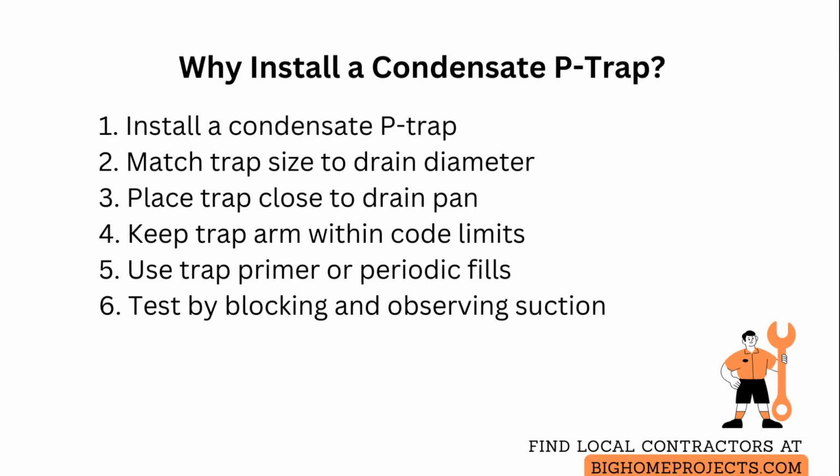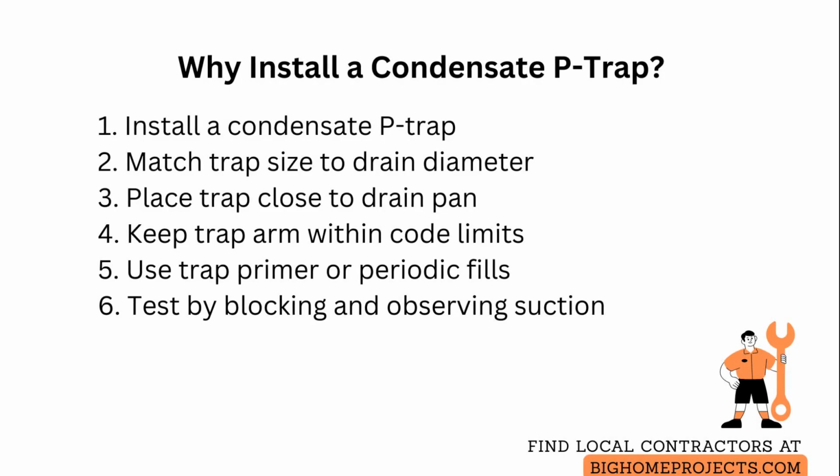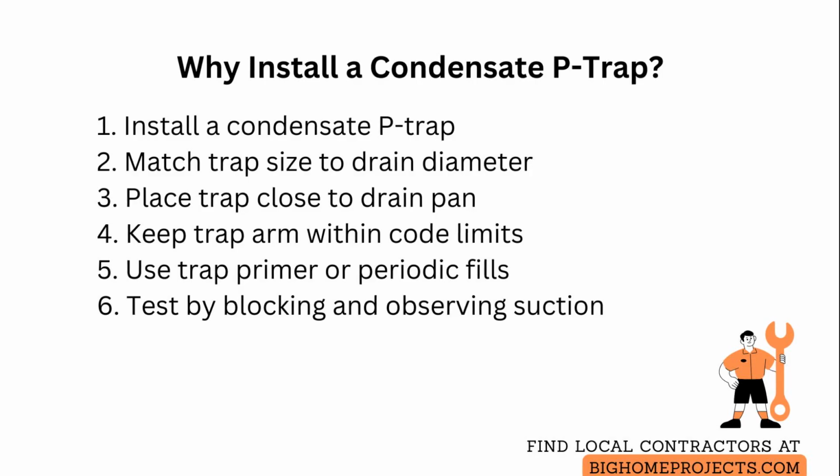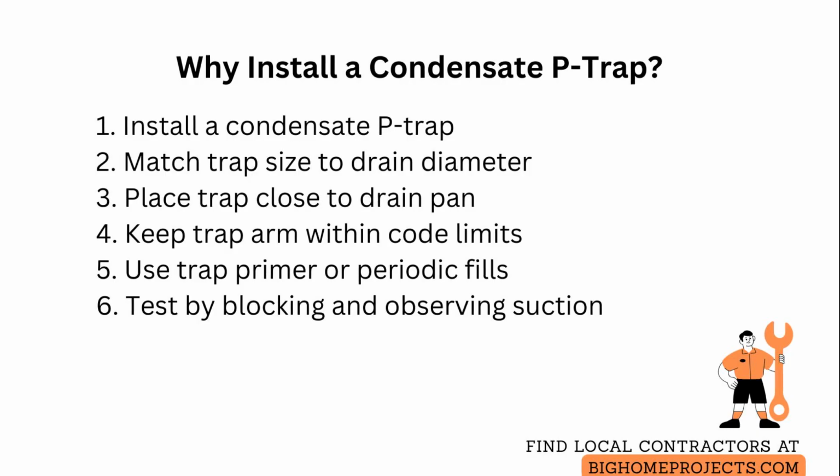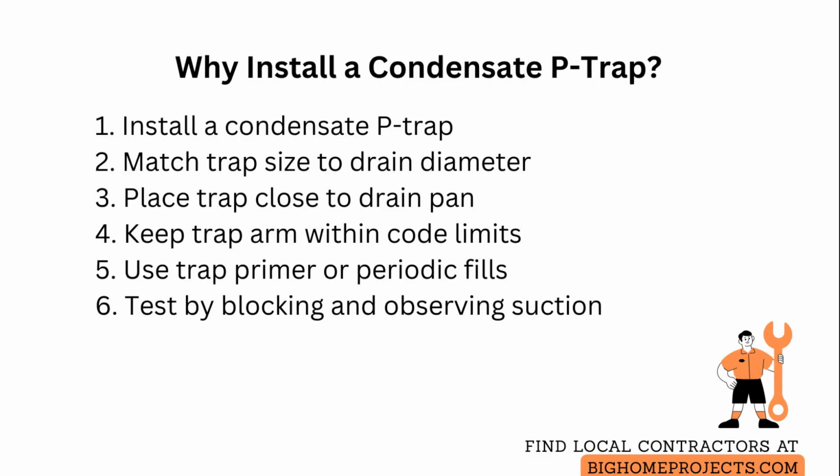A properly sized P-trap should match the drain piping diameter and be located close to the drain pan outlet with a maximum trap arm length in accordance with the system manufacturer or plumbing code to avoid siphoning. If the trap arm is too long or pitched incorrectly, the trap can self-siphon and fail.